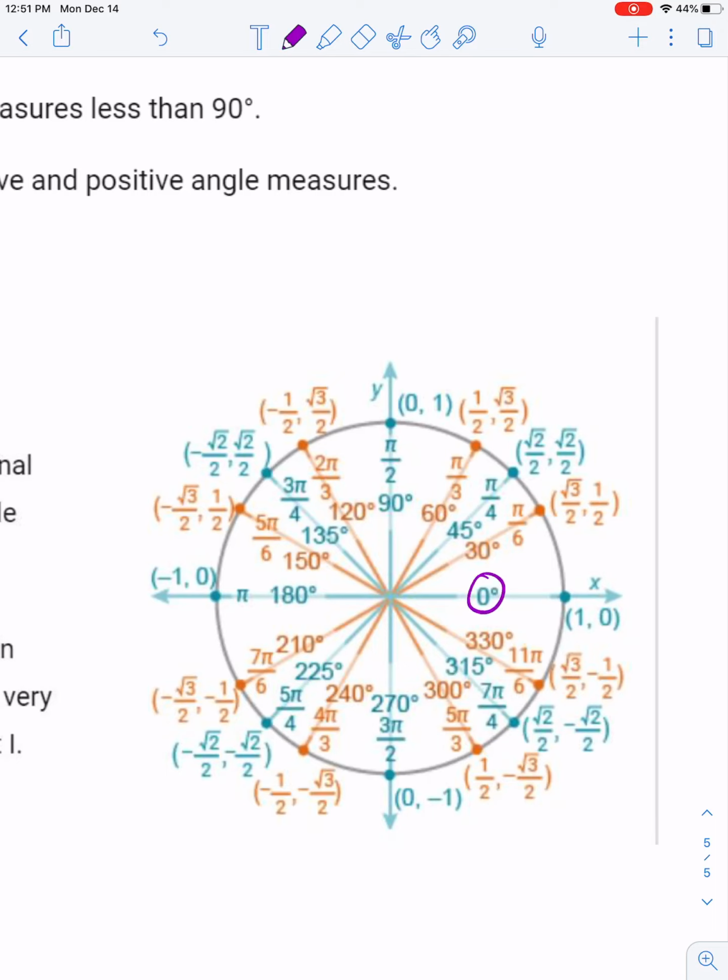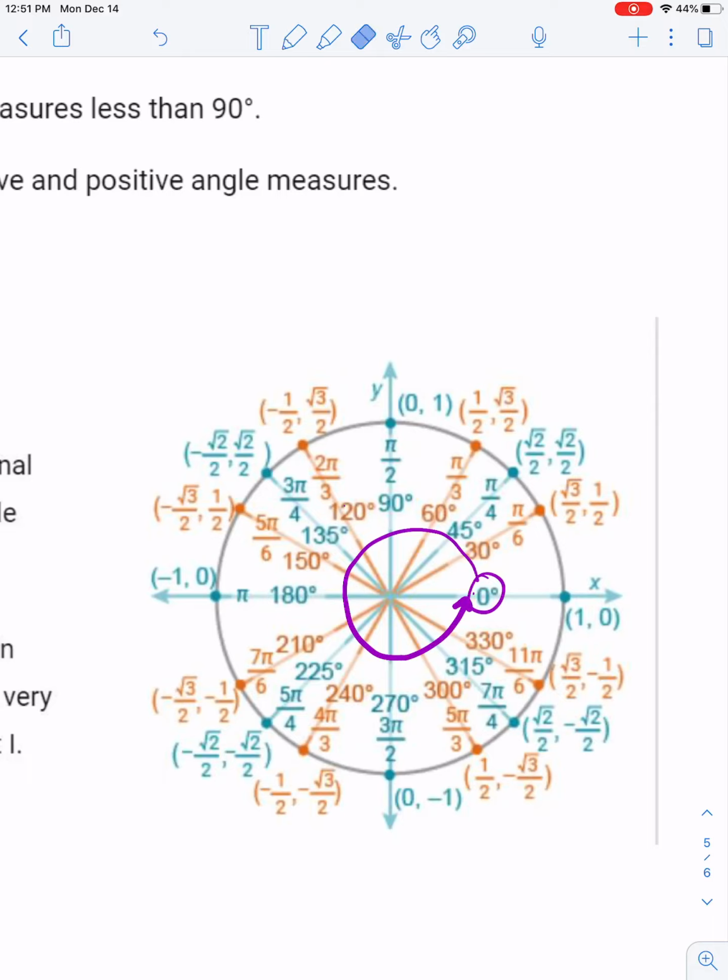Starting at 0 degrees and working counterclockwise all the way, creating a full circle. So it goes by 15, like it goes 30, and then 15 degrees would be 45, 15 from there would be 60, then add 30 to 90. Then you go to 120, 135, 150, going all the way around the circle. So it starts at 0 and a full circle is 360 degrees.